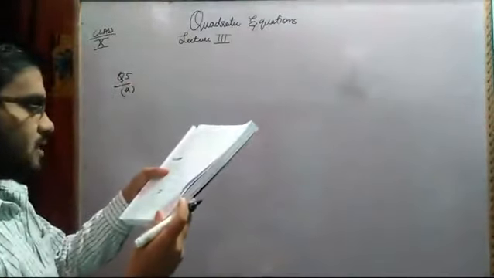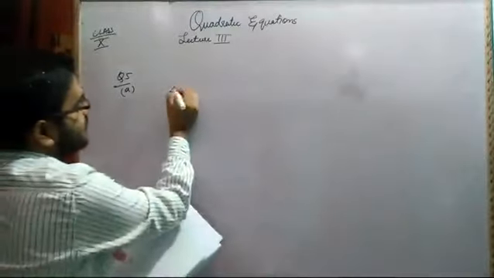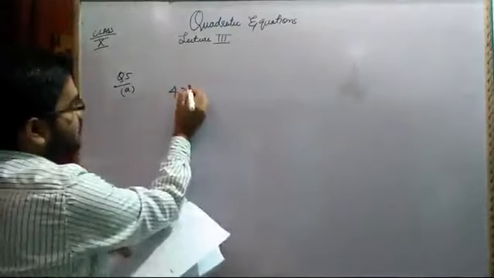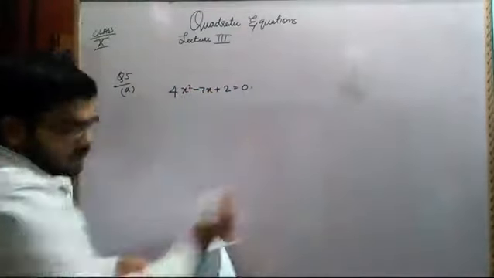A. Now they are saying solve for x and give your answer correct to 2 decimal places. We have to give the answer up to 2 decimal places. So 4x square minus 7x plus 2 is equal to 0.